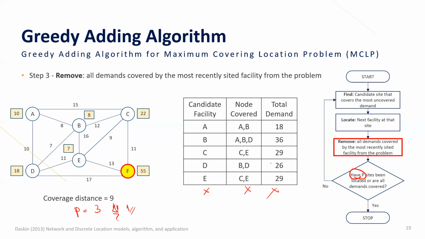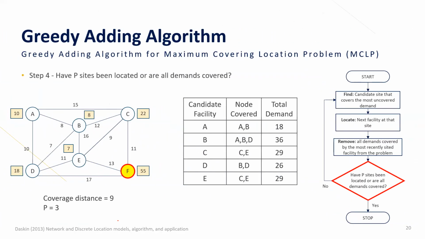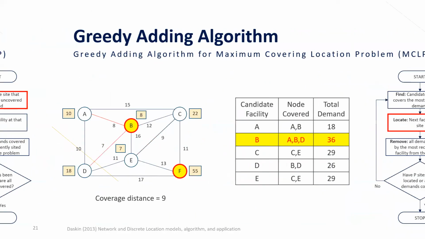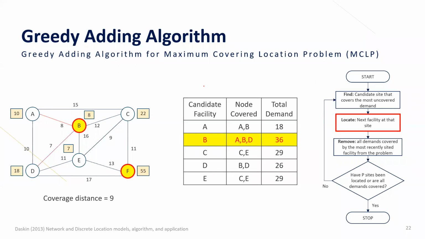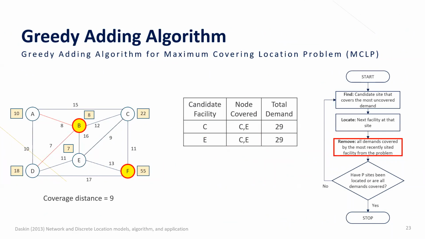So how do you select among those facility? Okay, yeah, how do you select? Fine, calculate again this table. A is 18, B is 36, C is 29, D, E. Okay, now I know I should select B. I open B and then I see, okay, what should you do next? Okay, I open at B and then next, remove all the demand covered by B. So which one is it? B, A, D. So the next iteration, you will only consider C and E.